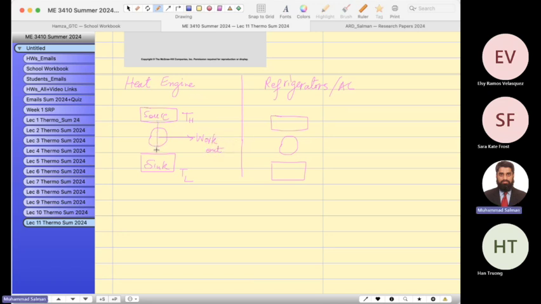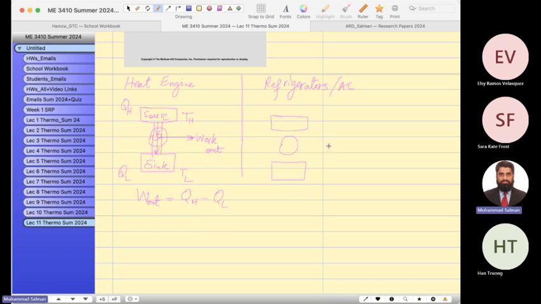Heat travels from the hot body reservoir to the cold body reservoir. Once it is channelized to flow in a certain direction, we get the work output in terms of moving certain blades or a piston. So the work output equals Q at high temperature minus Q at low temperature. This is heat at a high temperature, and this is heat at a low temperature.